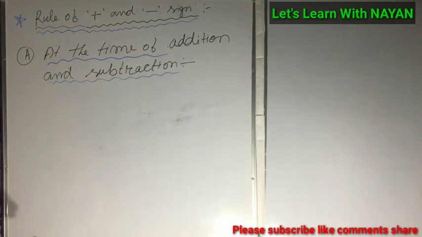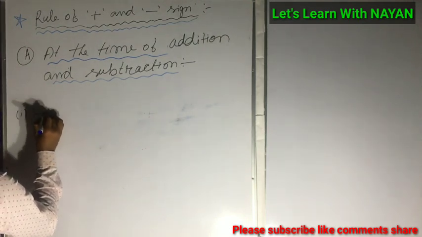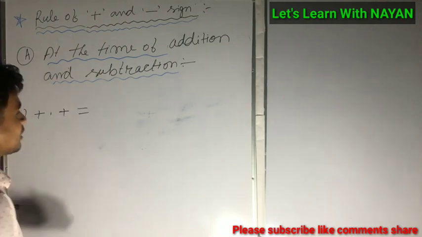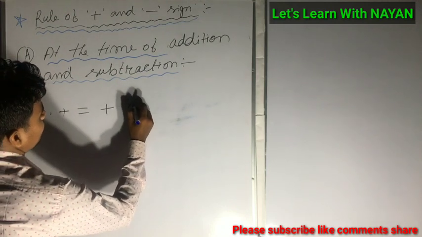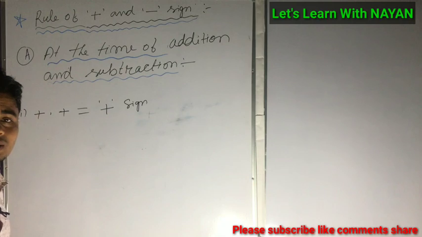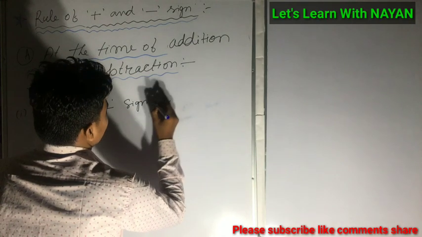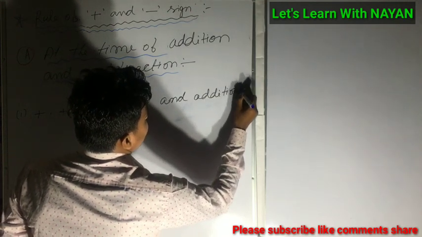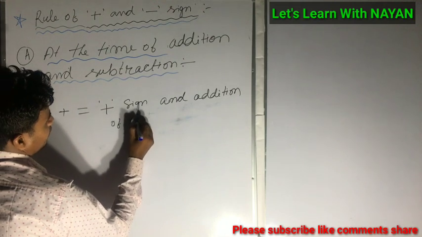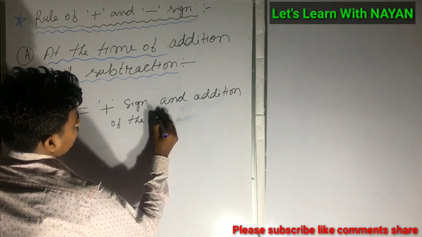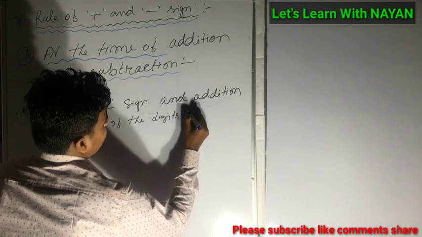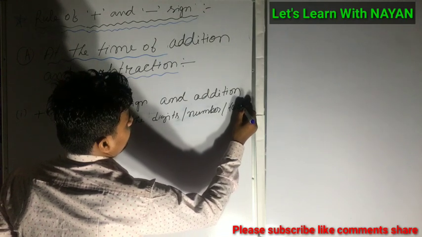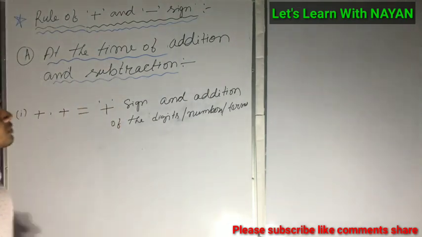Okay, so see, first rule: plus, plus, what will happen? Plus becomes plus sign, and addition of the digits, numbers, or terms. Okay, digits, numbers, terms.